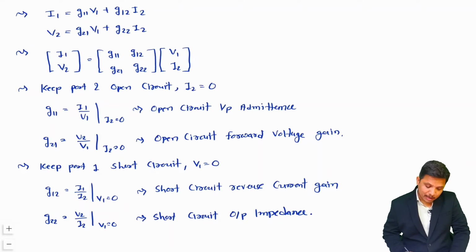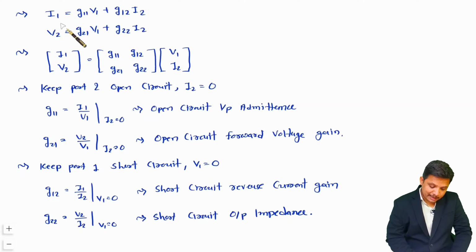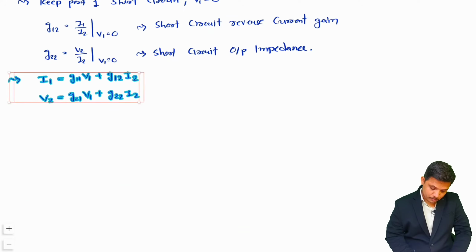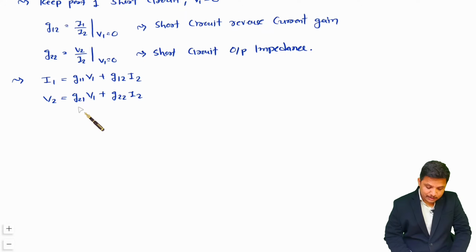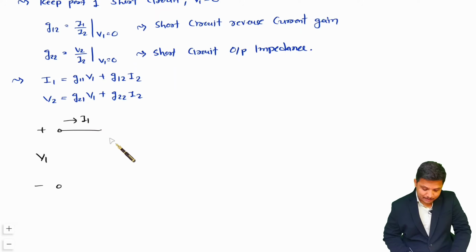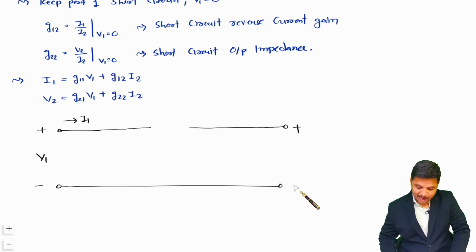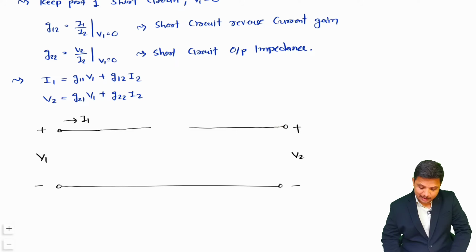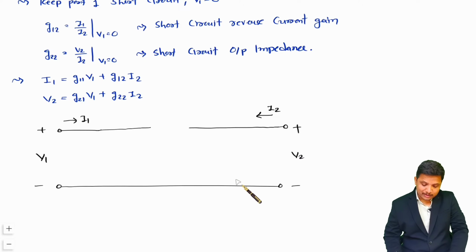Now I'll explain how we can form the equivalent circuit of G parameter by using these 2 equations. So let me take these 2 equations first. First of all, I'll make a 2-port circuit. Here we have port 1, which has voltage V1 and current going inside, that is I1. And over here we have voltage V2 and current going inside, that is I2. That is how we have a 2-port network.